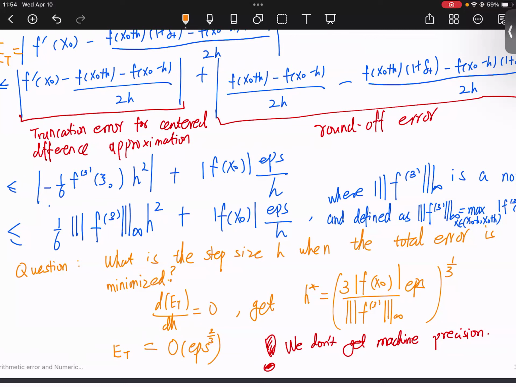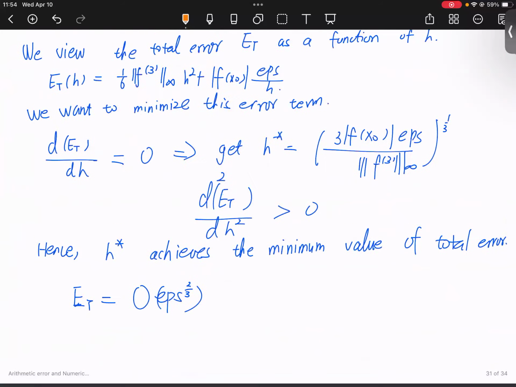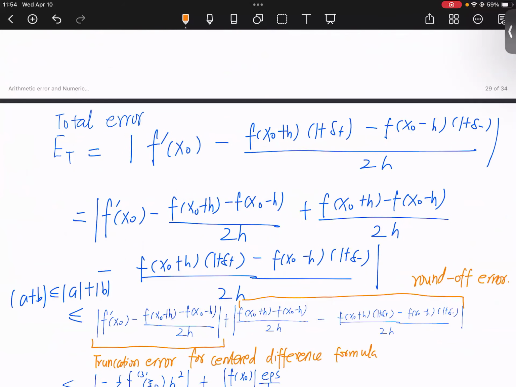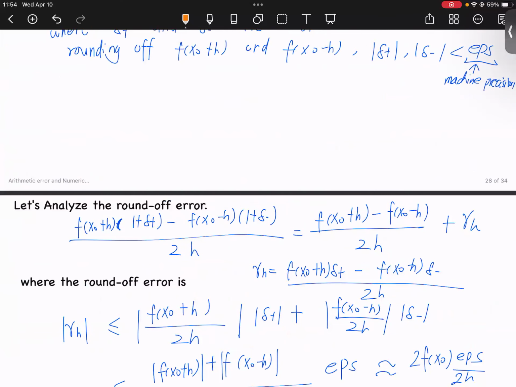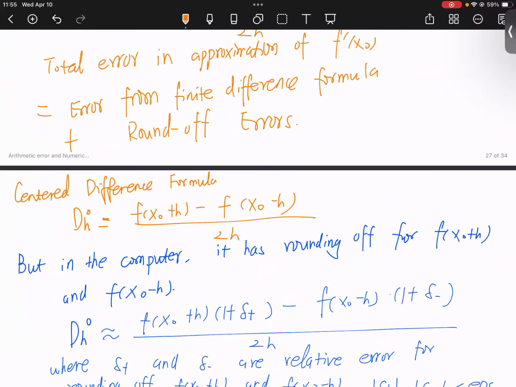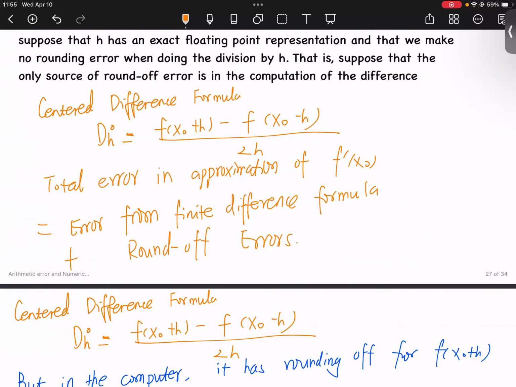What is this total error? Total error means that we are going to use the rounding off error value to replace the true value, right? When we do this finite difference, right? And this is just a rounding off error, and this is RH, right? Yeah, RH is a rounding off error. And then let's go back to this part. Because we are using rounding off values to calculate the derivative, and not the true value.